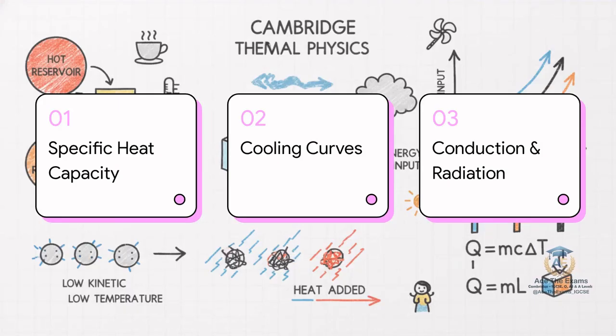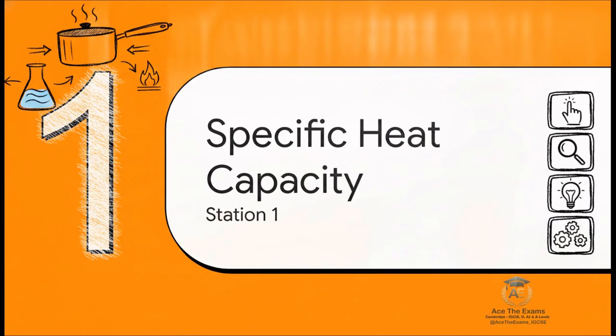To keep things perfectly structured for us, we'll be visiting 3 distinct lab stations today. First up, specific heat capacity. Then we'll map out cooling curves, and finally, we'll tackle conduction and radiation. All right, let's start at Station 1, specific heat capacity.